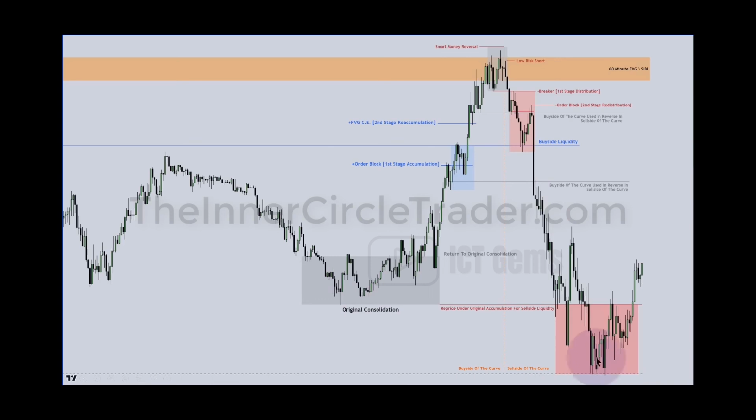I have other students that want to see it do this, then really prove it wants to go lower, and then they'll trade that one right there and then go into that. That's a unicorn. Okay, unicorn is second stage redistribution in a sell model, market maker sell model.